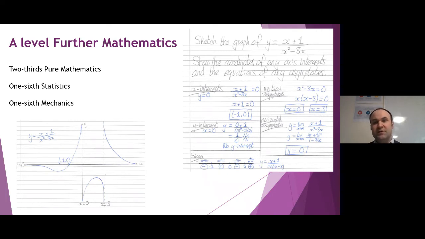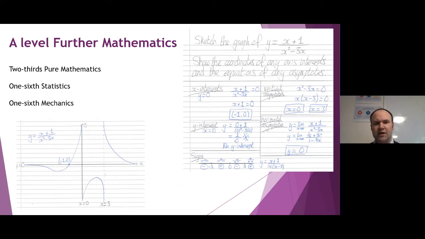In terms of the pure maths, and I'll focus on the pure maths as that's the majority of the course. So what I've got in front of us is the questions about graph sketching. So sketch the graph of y equals x plus 1 over x squared minus 3x. Now there is some graph sketching or curve sketching in A-level maths, but in A-level maths we wouldn't have a curve as complicated as this one. So we would look at where the curve goes through the axes.